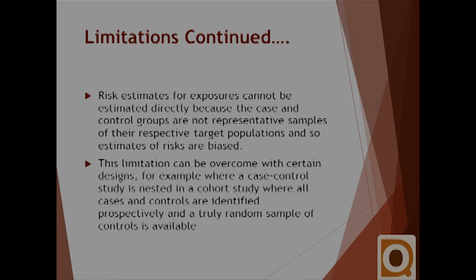And also it's good to note that this limitation can be overcome with certain designs. For example, where a case control study is nested in a cohort study, where all the cases and controls are identified prospectively and a truly random sample of controls is available. Shortly we'll be looking at the cohort studies, and we'll discuss this further. And in this situation, the relative risk can be calculated directly.